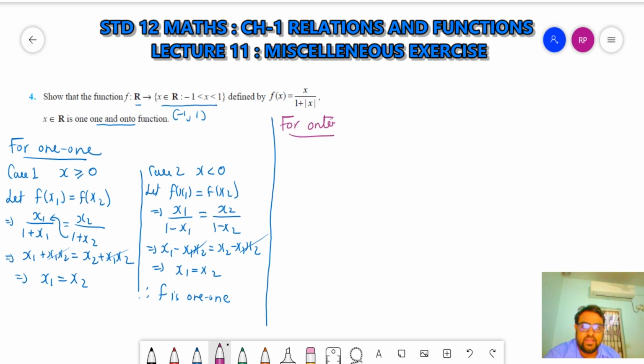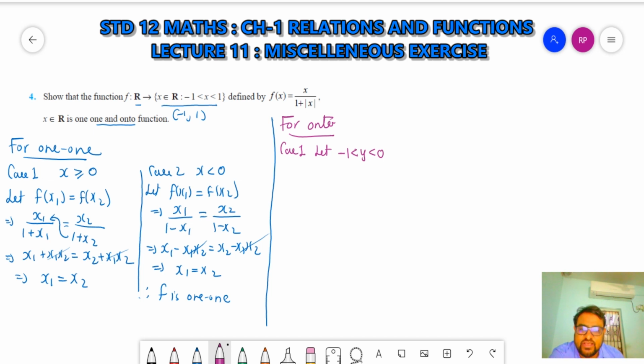Now see, the domain here is from -1 to 1. Sorry, codomain. So I can take the value of y which belongs to the codomain such that it is either negative or positive, that is, greater than -1 and less than 1. So here I can take case 1: -1 < y < 0.